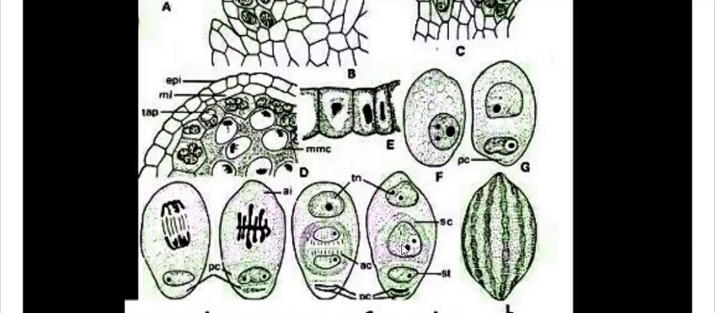And then next, this generative nucleus divides again to produce the body cell or spermatogenous cell and a stalk cell. At this 5-cell stage, the male gametophyte is known as the pollen grain. After this, it is released from the microsporangia.